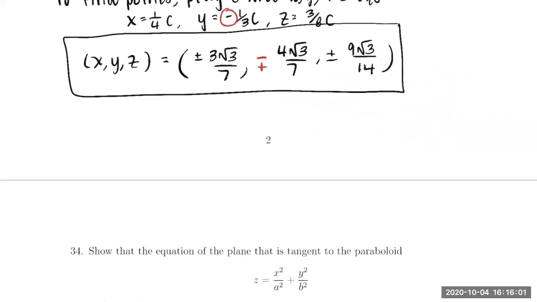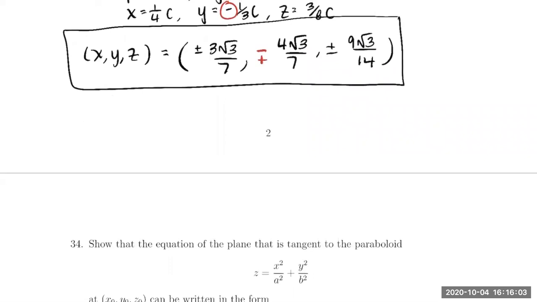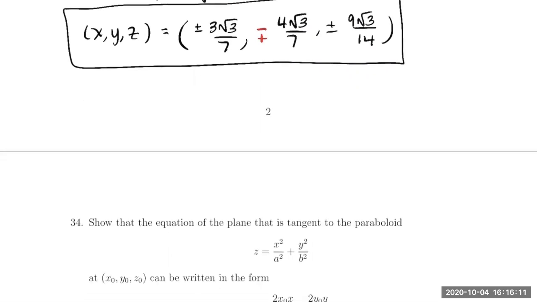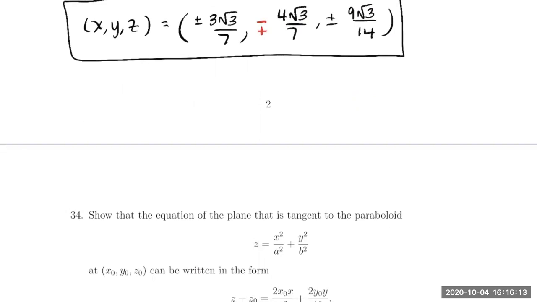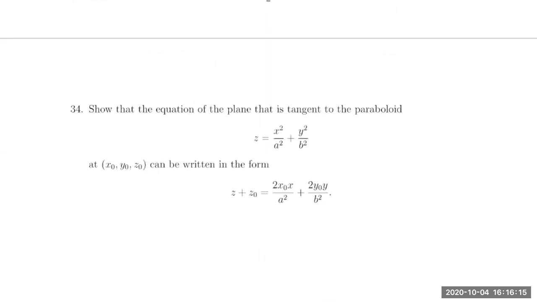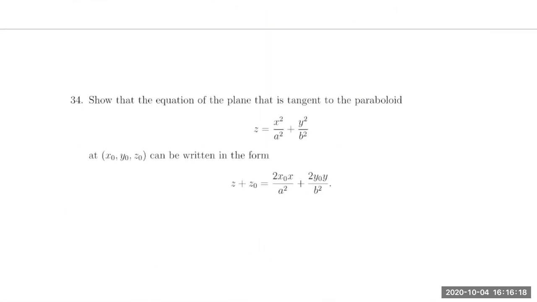All right, we have one last example here to end these notes. We want to show that the equation of the plane that is tangent to the given paraboloid there at a particular point x0, y0, z0 can be written in this form. All right, so they're giving you the answer. There is no answer in the back of the book for these types of problems. They're giving you the answer and they just want you to prove it by running through the computation.